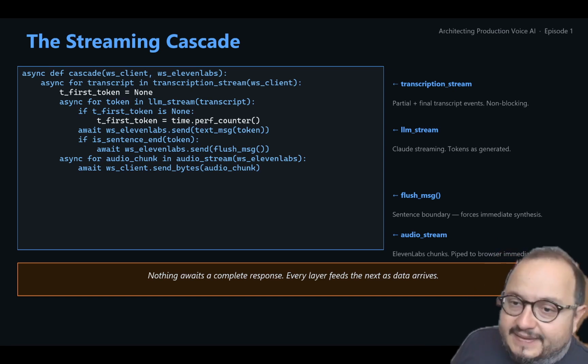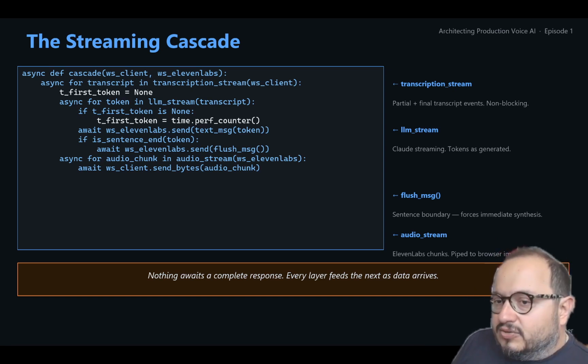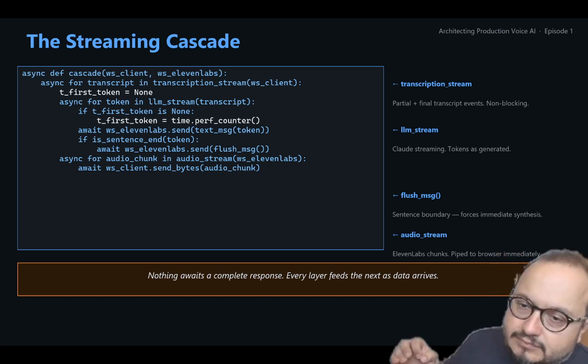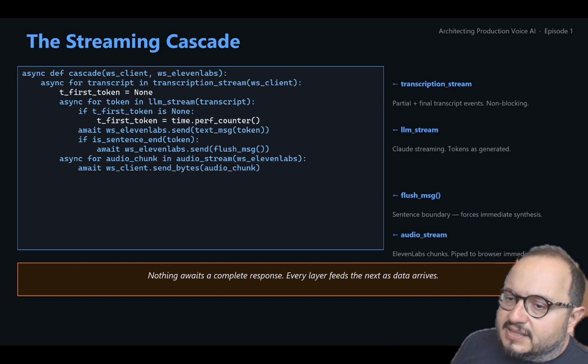Stage 3, the TTS stream. As we push tokens into ElevenLabs, audio chunks flow back. We detect sentence boundaries in the token stream, a period or a question mark, and send a flash message at each boundary. This forces ElevenLabs to synthesize and return the current sentence immediately without buffering.